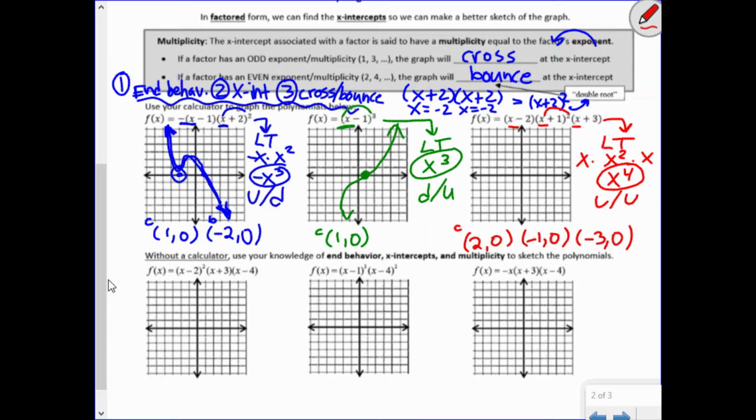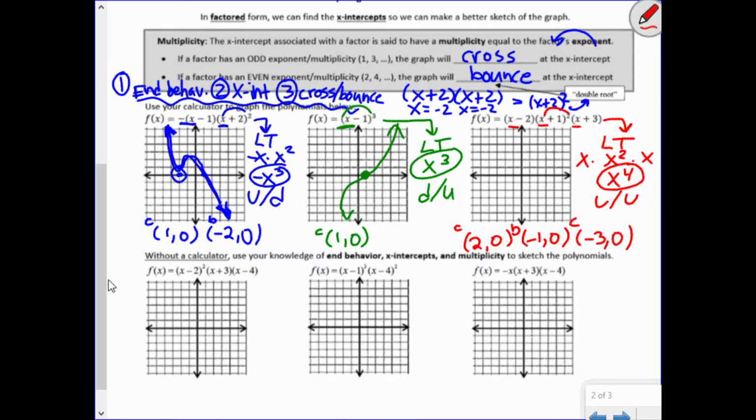Alright, what about this one, the negative 1? What's the exponent of that factor? That's 2. So am I going to be crossing or bouncing? Bouncing. That's what you want to look for. It's really only going to bounce if the factor is being squared. Factor is squared, you're bouncing. Everything else, you're crossing. Okay. What about the x plus 3 factor? That's a multiplicity of 1, so then I'm going to be crossing.